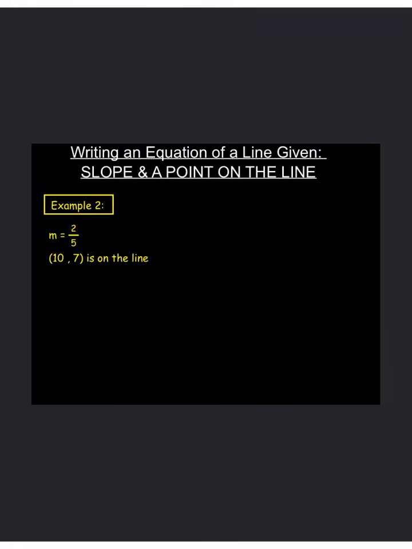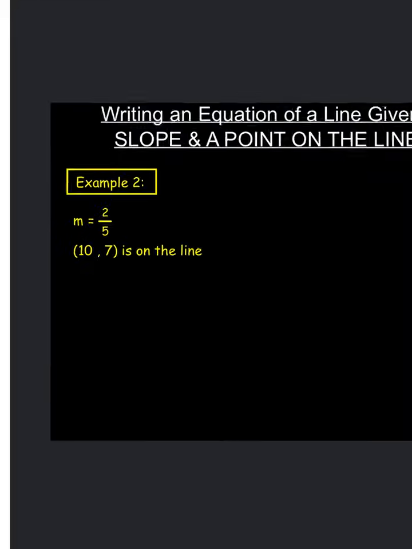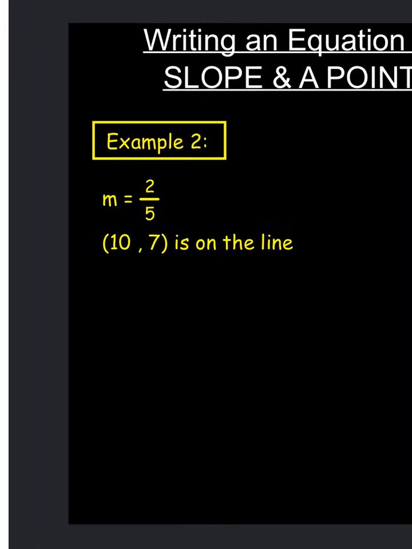So now we're going to get into something that's going to require a little bit of algebra, and this would be writing an equation of a line if you're given the slope and a point on the line. For this example, we're given the slope is 2/5, and we are told that (10, 7) is on the line. You should be able to graph this. You would graph the point, and then you'd go up 2 and to the right 5, or you would go down 2 and to the left 5. It'd be the same slope.